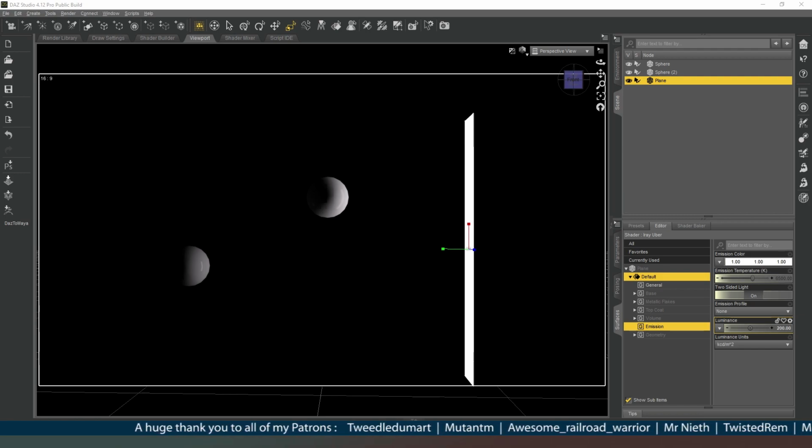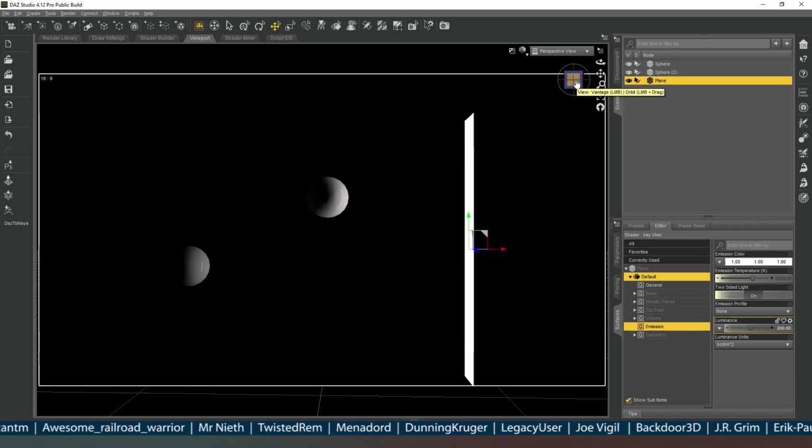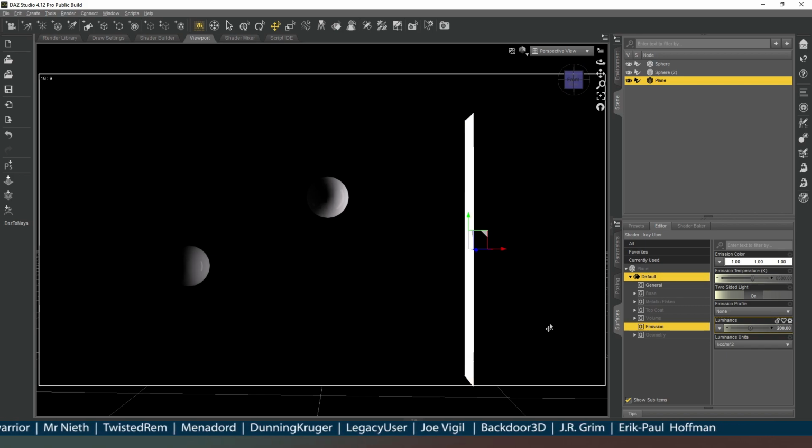So the reason we need to talk about this is because a lot of people struggle when they're lighting multiple characters in the same scene. And that's because the lighting is kind of difficult to get your head around if you don't understand a few basic principles. So what I've got here is a simple plane as a light source.